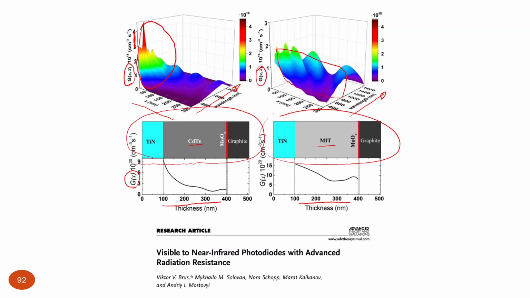So that is the question related to photo generation, which obviously also matters for solar cells. Both are important parameters: we need to know how much we generate and where exactly within the active layer we generate charge carriers.